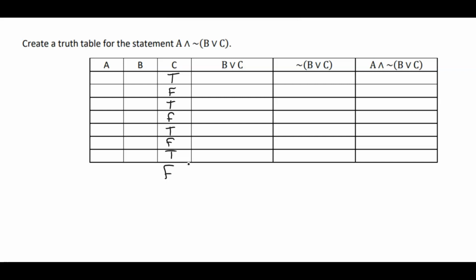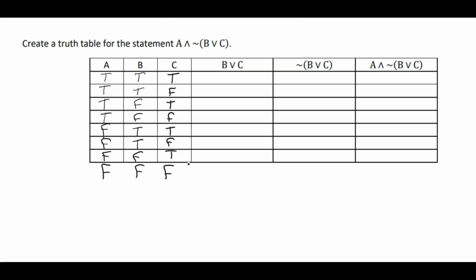And then do a double alternation for B. True, true, false, false, true, true, false, false. And then do a 4-time alternation for A. So true, true, true, true, false, false, false, false. And in this way, you can get all the possibilities.